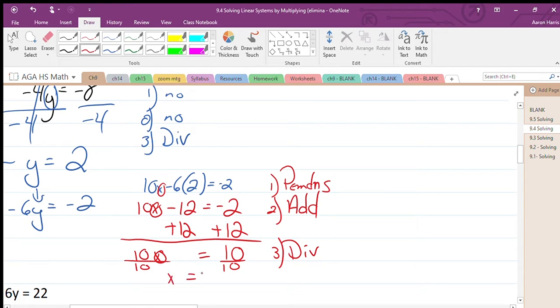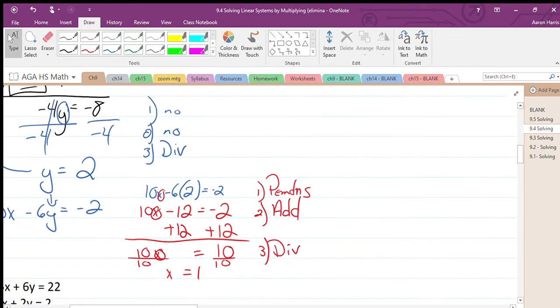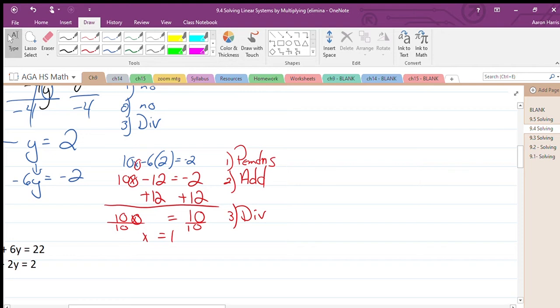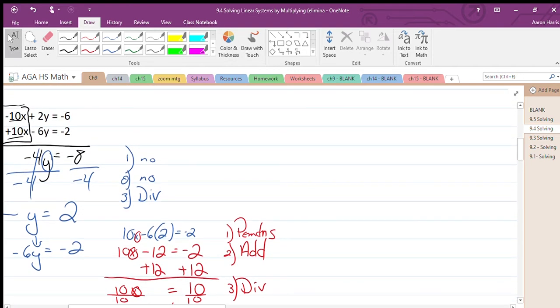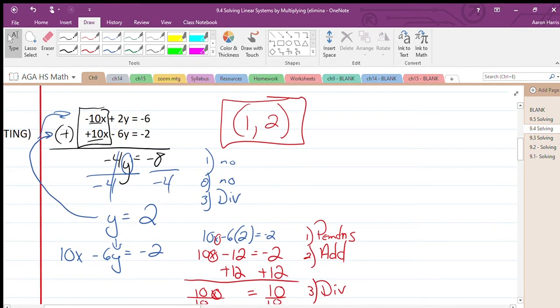X equals 1. So if y is equal to 2, when x is equal to 1. So my answer is 1, 2. And that's where both of these equations would intersect.